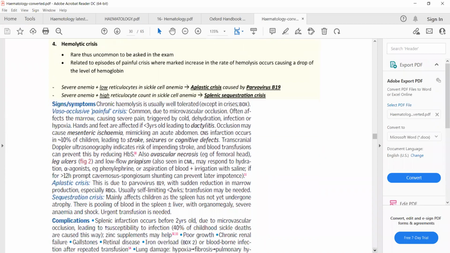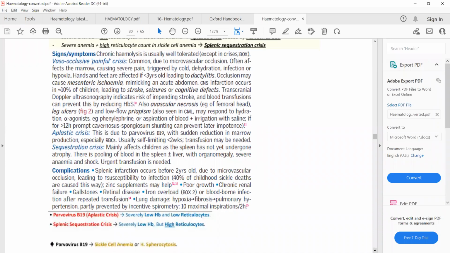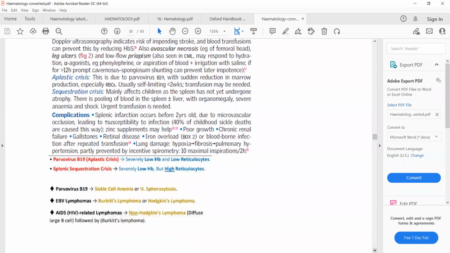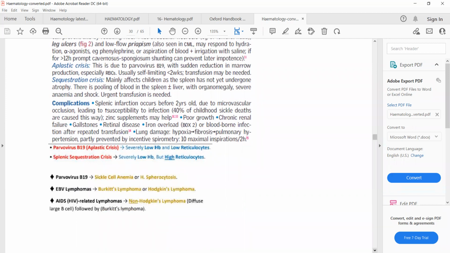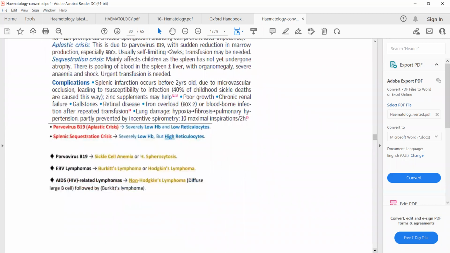So this was all about sickle cell anemia and the different types of crises that are present in sickle cell anemia. The management of all of these types of crisis is supportive, that is painkiller for pain and blood transfusion if severe anemia. Again, parvovirus B19 can cause aplastic crisis in hereditary spherocytosis and sickle cell anemia.